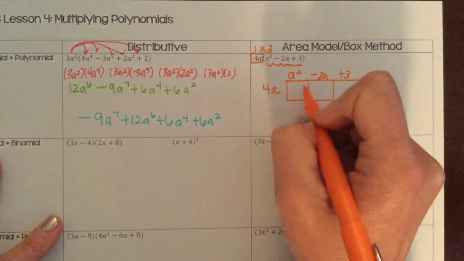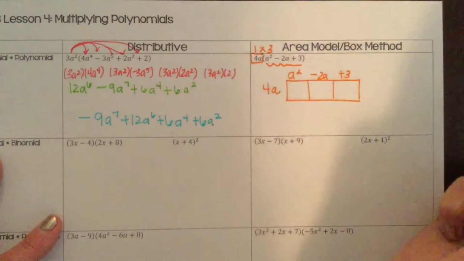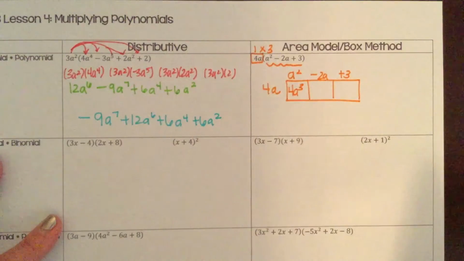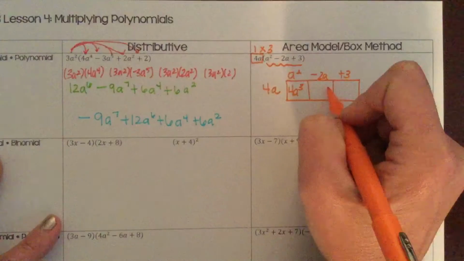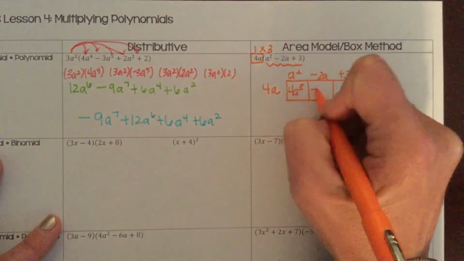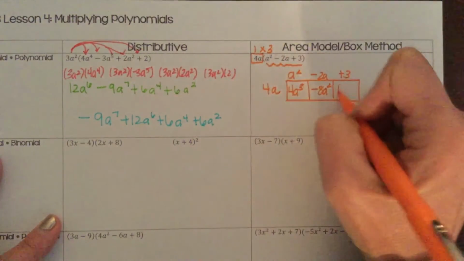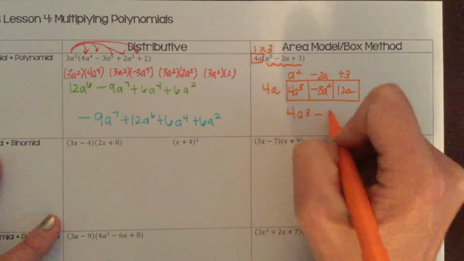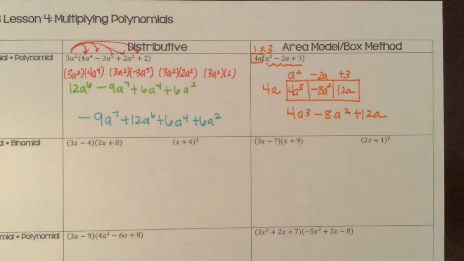To find the area, we would take the length of this, which is 4a, and multiply it by the width that is a squared. 4a times a squared makes 4a cubed. Next, we take our length, which is 4a, and multiply it by our width, which is negative 2a, giving us negative 8a squared. And finally, 4a times 3 gives us 12a. Our final answer here is 4a cubed minus 8a squared and a positive 12a.